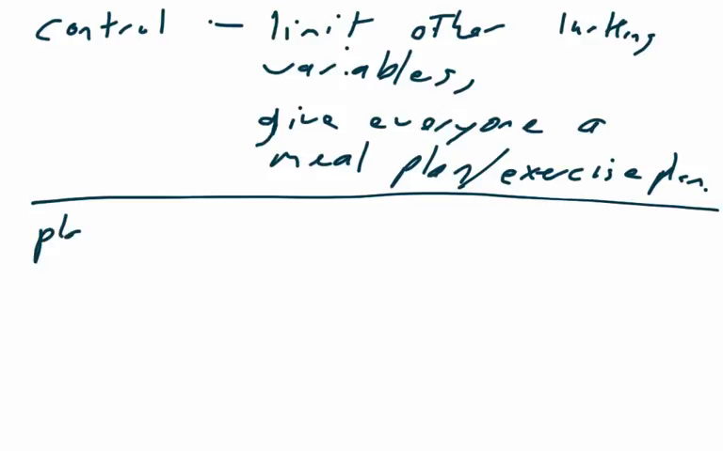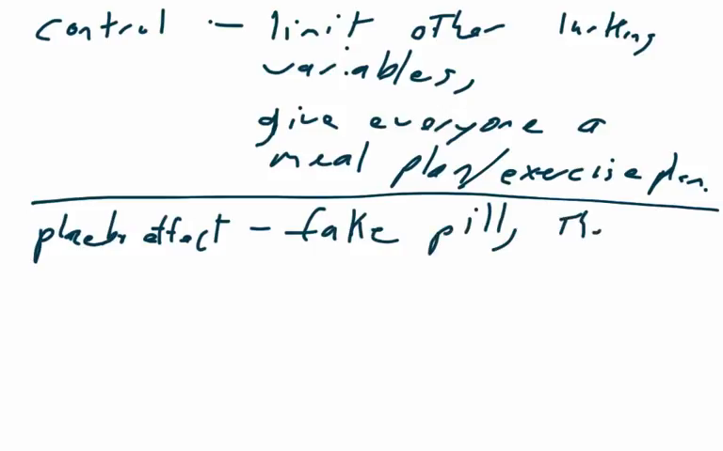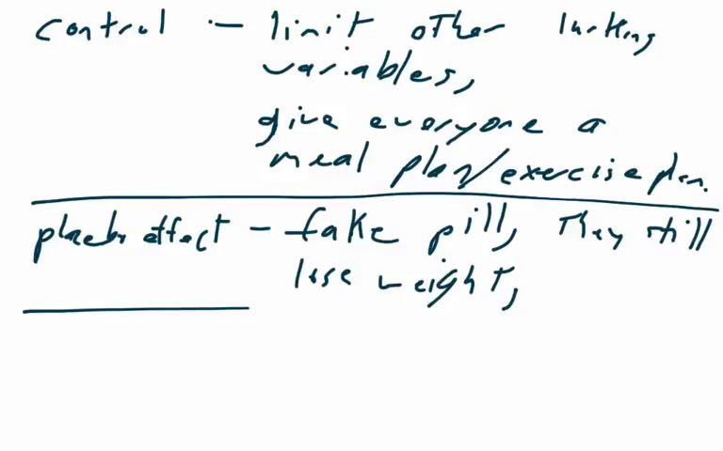And then we have something called the placebo effect. The placebo effect means in our last example, if I gave people a fake pill, they still lose weight because maybe they're changing other aspects of their life, thinking that they have to change their patterns in order to lose weight. So that's why we would include a control group.